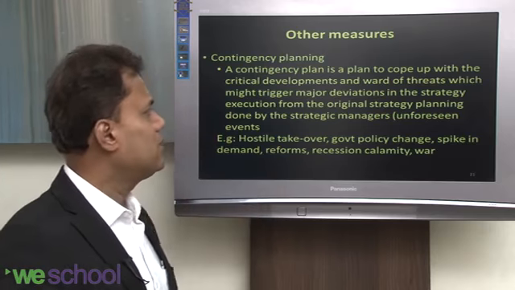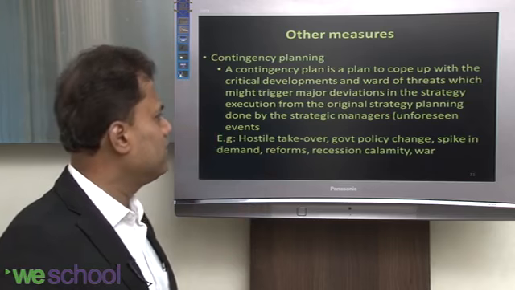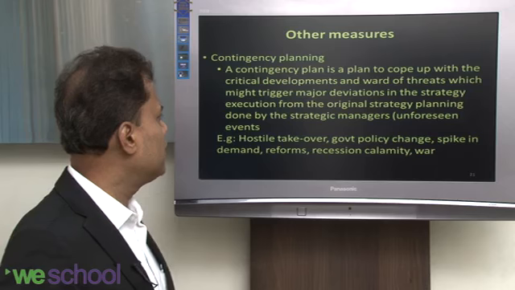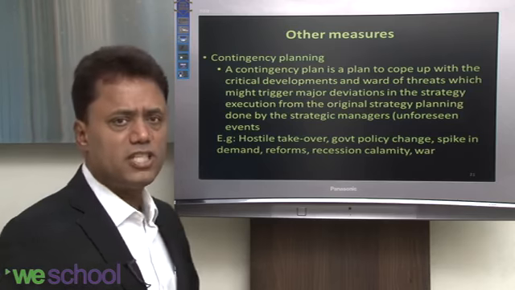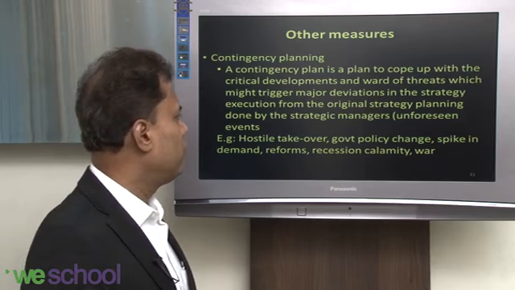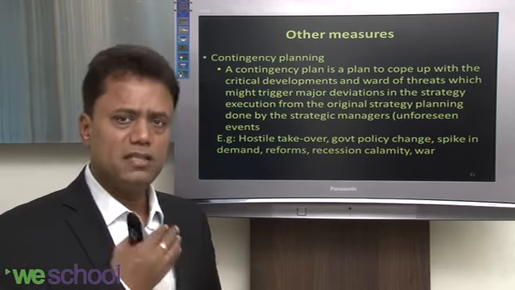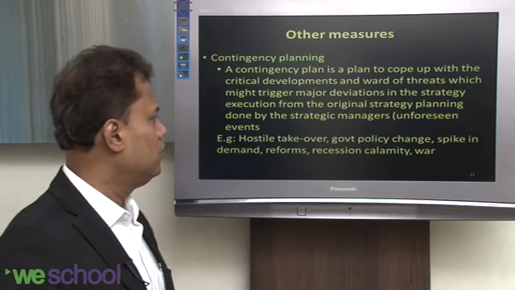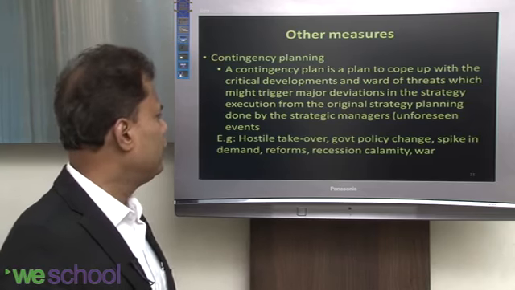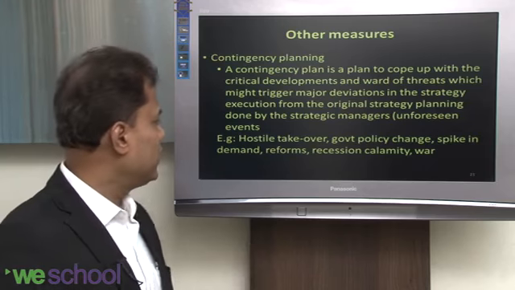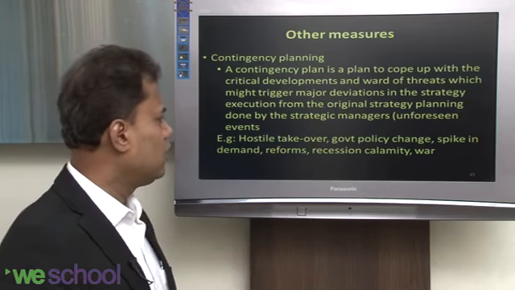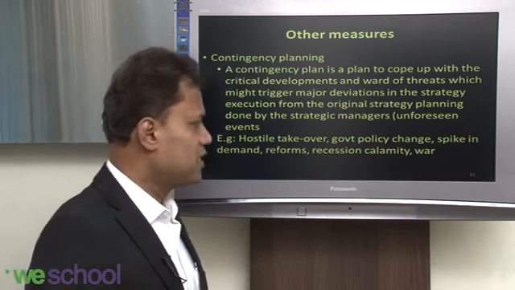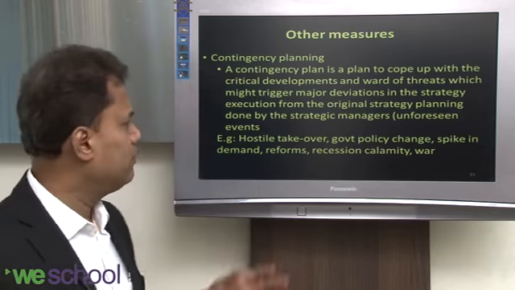So a contingency plan is a plan to cope up with critical developments and protect the organization from the external threats, which might trigger major deviations in the strategy execution from the original strategy, because there will be time delays and the organization will be focusing on the new development. You know, there could be unforeseen events like hostile takeover, government policy change, spike in demand, reforms, recession, calamity, war, floods. It could be anything.